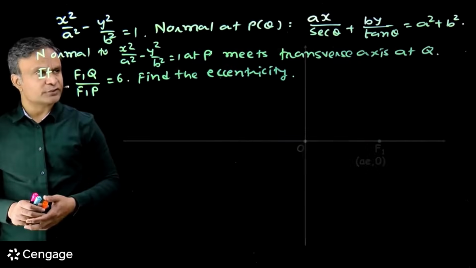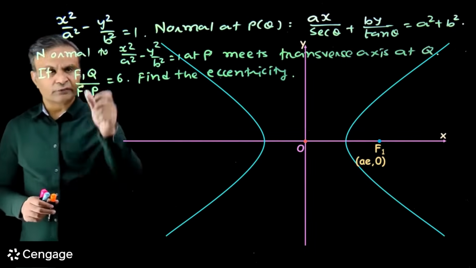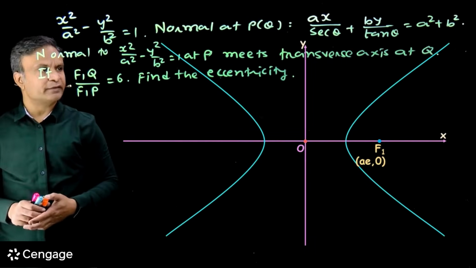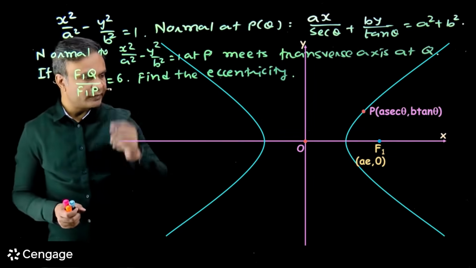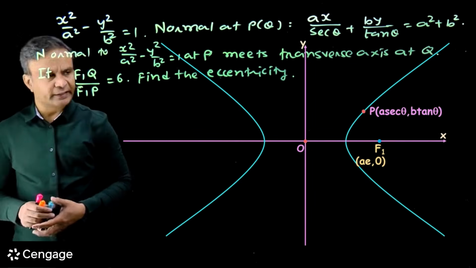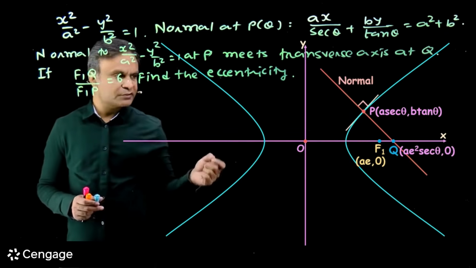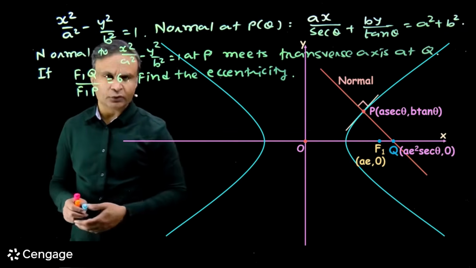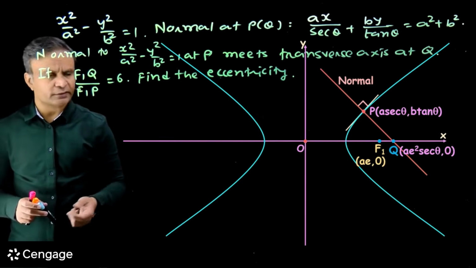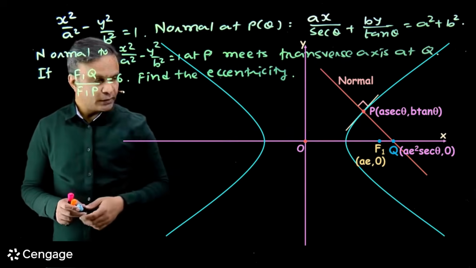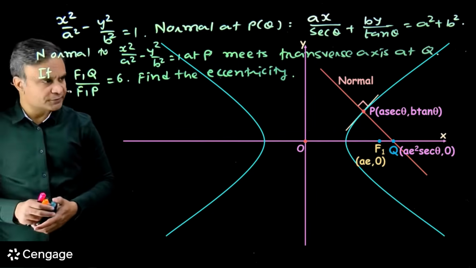Okay. Then with this question, normal to this hyperbola at point P meets transverse axis at Q. If F1Q upon F1P is 6, then find the eccentricity of hyperbola. We have point P on the hyperbola. Coordinates of point P are a secant theta, b tan theta. Normal at point P meets transverse axis at Q. Okay. We have coordinates of Q. Coordinates of Q are a e square secant theta comma 0. Okay. F1 is this focus having coordinates a e comma 0.